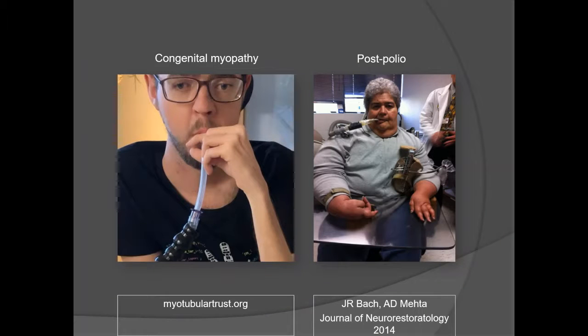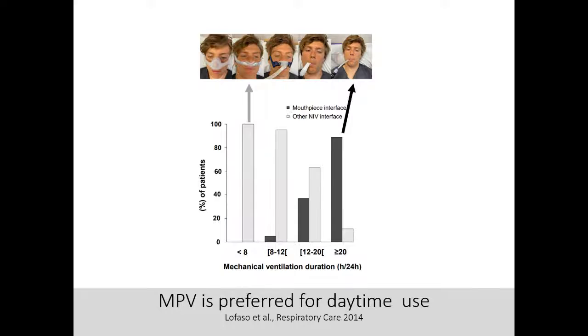So, some slides that I received from colleagues in the UK. On the left side, a guy with a congenital myopathy learning the technique of the mouthpiece. You see he can use his arm, so he's taking the mouthpiece with his fingers, but at the end it is better to have a collar, so you can have two free hands. Also, you see this slide from John Bach with a patient with post-polio syndrome.